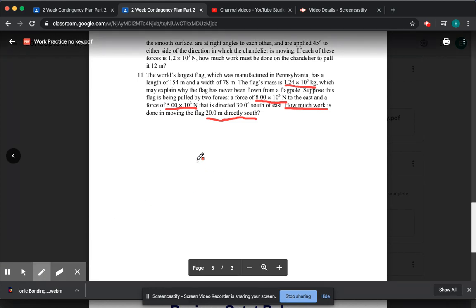So now let's draw the scenario. We have a flag on a flagpole, and we need to bring the flag down. Let's draw the scenario just so we can make it easier. A flag is a rectangle, so I'm just going to draw a box for the sake of simplicity. And now I'm going to draw an axis, both x and y, for the sake of visibility and for the problem so we can see exactly what's going on here.